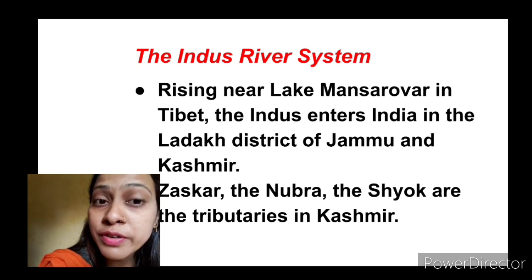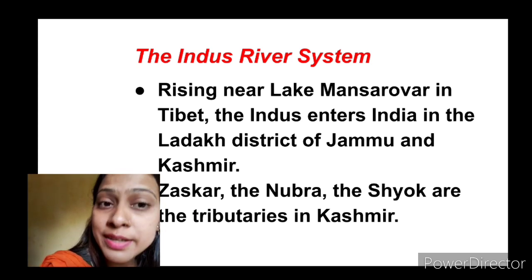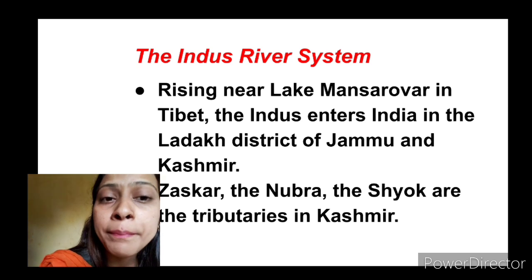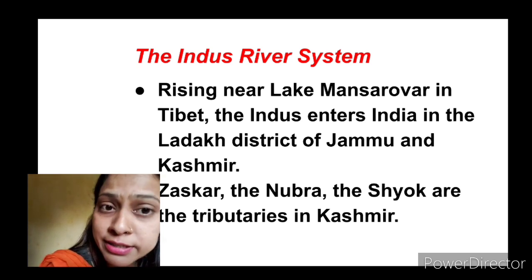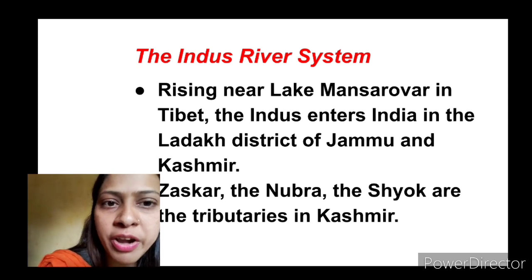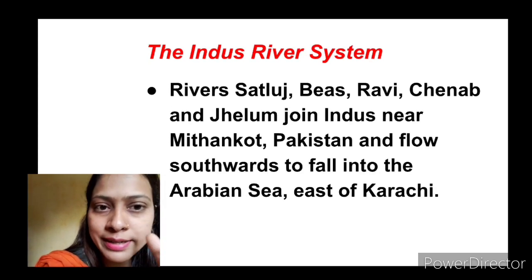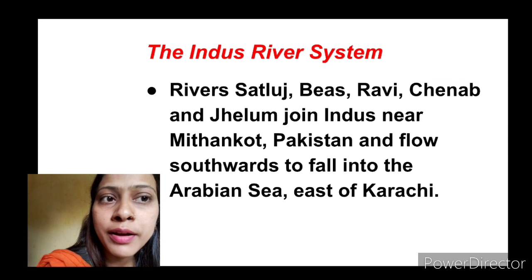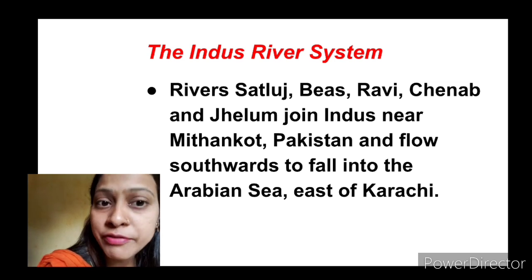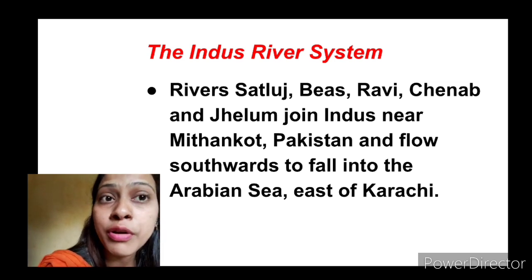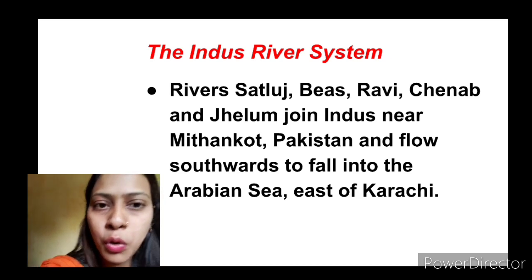Some of the tributaries which join the Indus River in the Kashmir area include Jaskar, Nubra and Shyok. A few more are there, Gilgit also. Anyway, you can write this down. Some important main tributaries are Ravi, Chenab, Jhelum and Bees, which are important tributaries of the river Indus. So that's all for today.